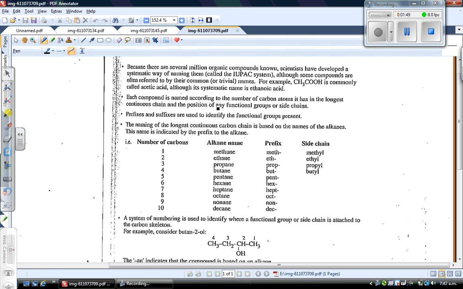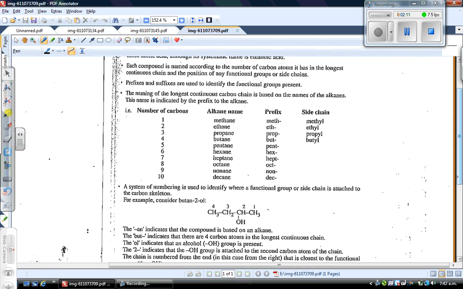So each compound is named according to the number of carbon atoms it has in the longest continuous chain and the position of any functional groups or side chains. Prefixes, which is what comes at the start, and suffixes, which is what comes at the end, are used to identify the functional groups present. The naming of the longest continuous carbon chain is based on the names of the alkanes, and this name is indicated by the prefix to the alkane.